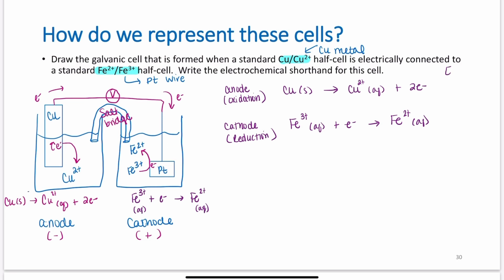Now my standard cell potentials here, again, we have to look these up, but copper solid being oxidized to copper 2 plus and 2 electrons has a cell potential of negative 0.34 volts. You may notice that it was positive in our last example, but we flipped the reaction around, so I flipped the sign on the cell potential. I'm going the opposite direction now, so now it's going to be a negative 0.34 volts. And iron 3 plus gaining 1 electron, giving iron 2 plus, has a reduction potential of positive 0.77 volts.